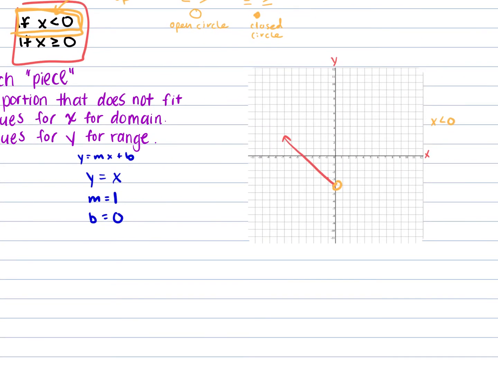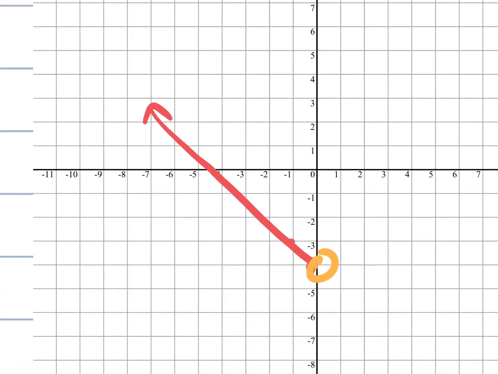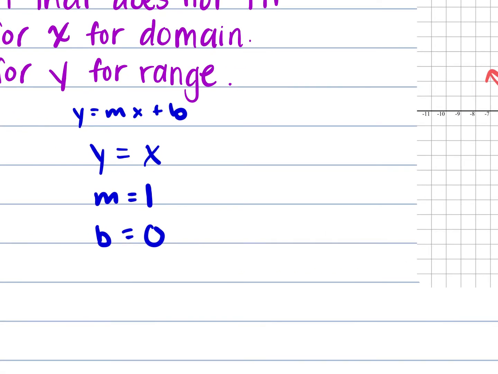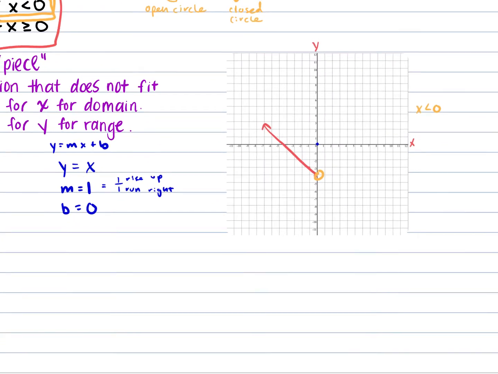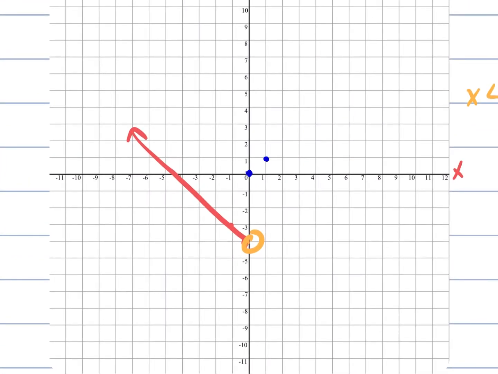So going to my graph, where do I cross the y-axis? At 0. So I'd put a point at 0. And then how do I show the slope of 1? Perfect. I'd make it 1 over 1, so this would be rise over run. So I go up 1 and right 1, up 1 to the right 1, up 1 to the right 1. And draw my line.